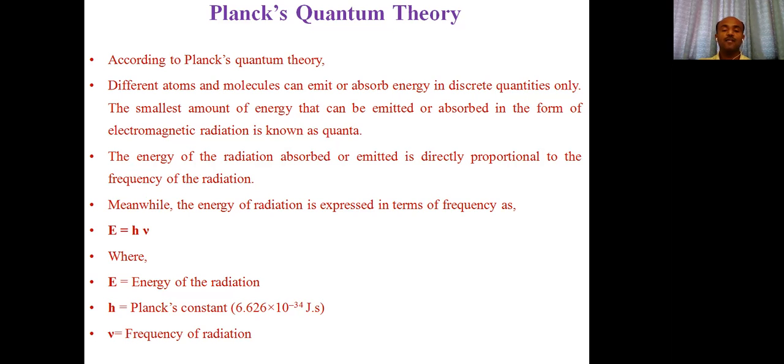Meanwhile, the energy of the radiation is expressed in terms of frequency as E = hν, which is called Planck's equation, where E is the energy of the radiation, h is Planck's constant, whose value is 6.626 × 10^-34 joule second, and ν is the frequency of radiation. So with the help of this, we can calculate the energy of electromagnetic radiations.